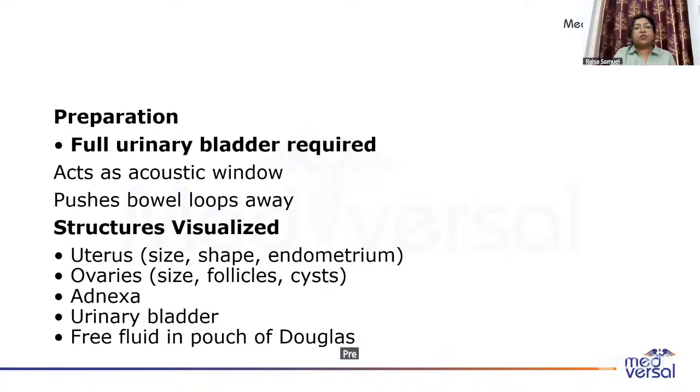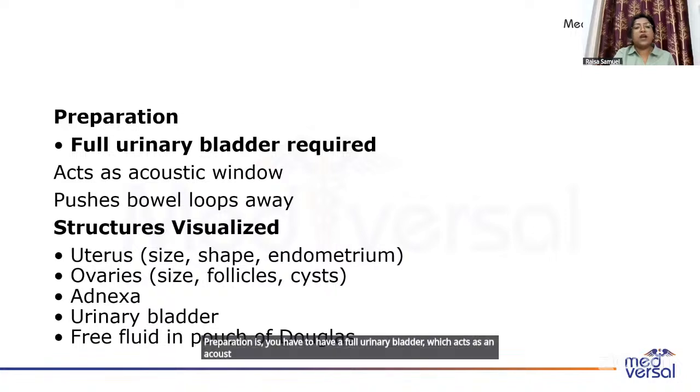Preparation is you have to have a full urinary bladder which acts as an acoustic window, and it will also push the bowel loops away. Usually the bowel loops come in the way, so this full bladder will push them away.